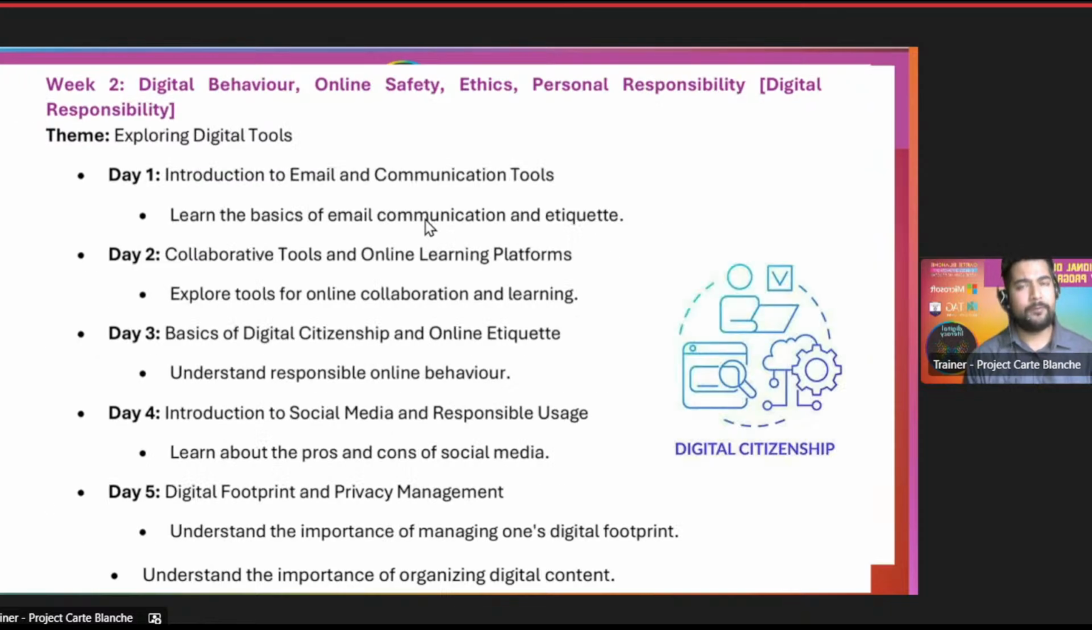Week 2: in week 1 we have understood the foundation process of the concept. In week 2 we go into a little bit more detail. We'll explore the digital tools available. For example, in day-to-day life, every day I am receiving almost 300 emails. So what is email? How can we communicate? How can we send a mail? Why does email play a big role? Okay, we can connect that. We can try to talk about collaborative tools, online learning platforms.